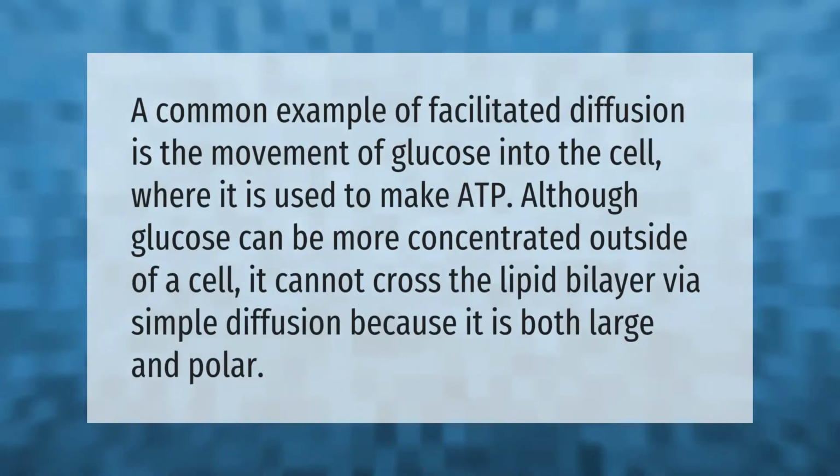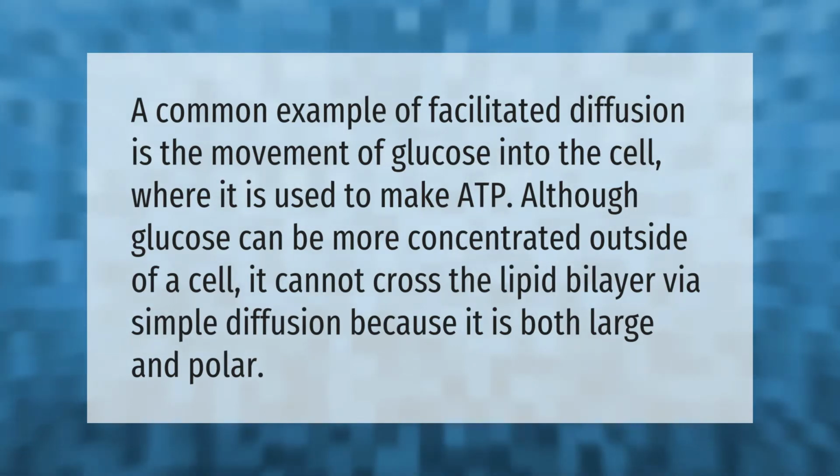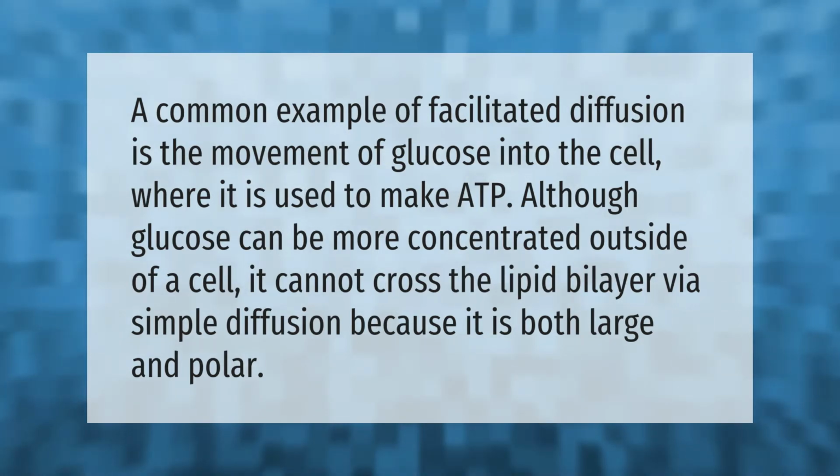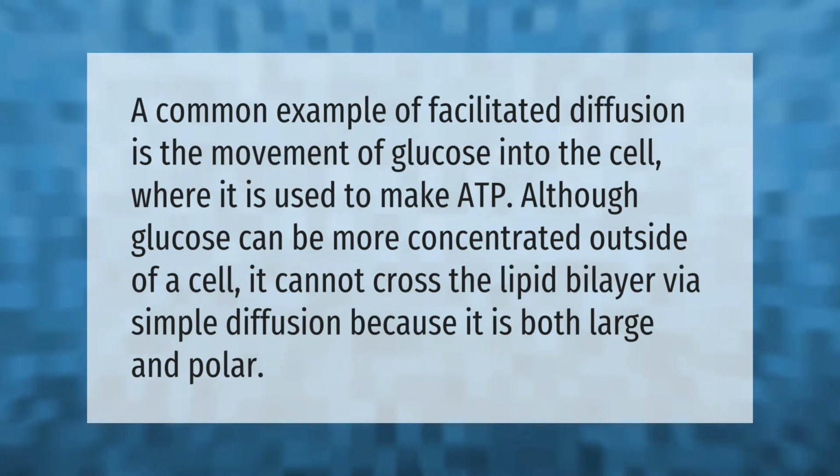A common example of facilitated diffusion is the movement of glucose into the cell, where it is used to make ATP. Although glucose can be more concentrated outside of a cell, it cannot cross the lipid bilayer via simple diffusion because it is both large and polar.